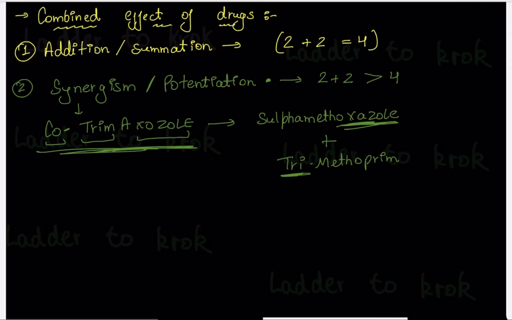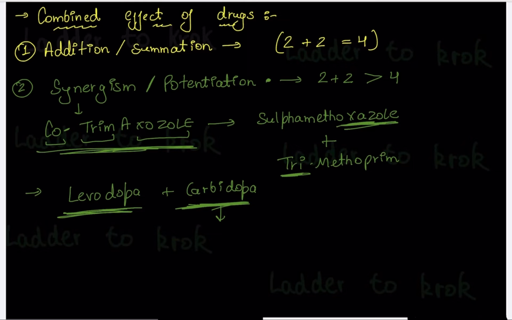Now one more example of potentiation, as you may know, we give levodopa and carbidopa together. In Parkinson disease, we give levodopa with carbidopa. Why? Levodopa will increase dopamine in your body, and carbidopa will block levodopa from making dopamine in the periphery. So carbidopa blocks the effect of levodopa in the body outside the brain, so the dopamine will reach your brain. So the effect of levodopa increases.